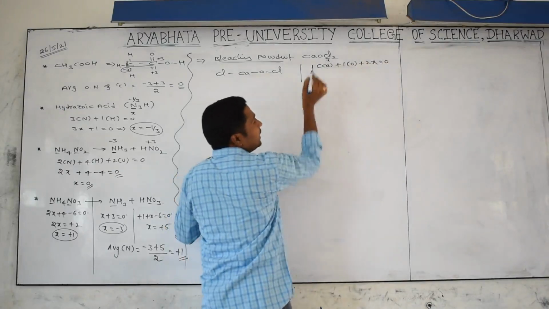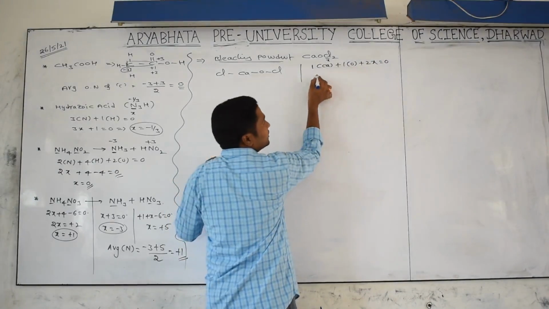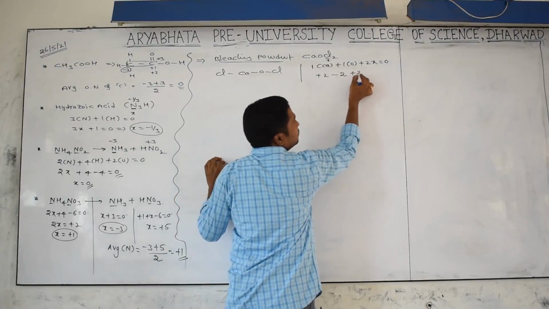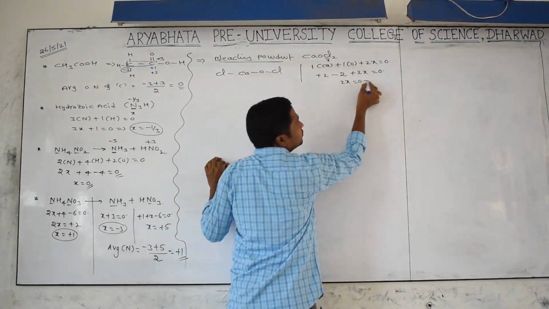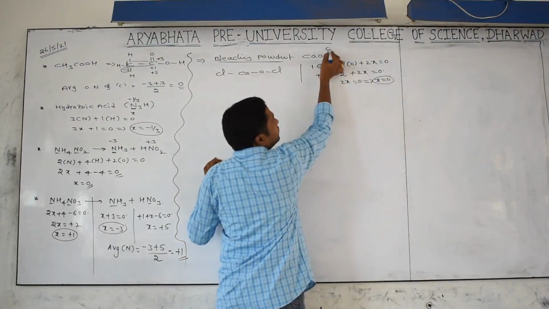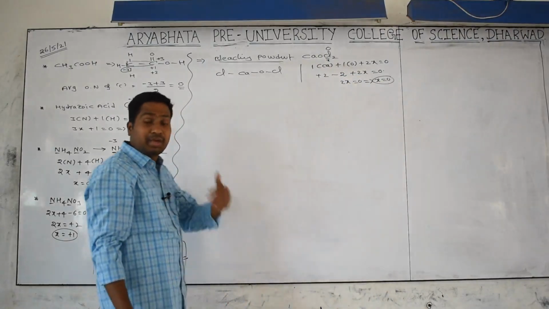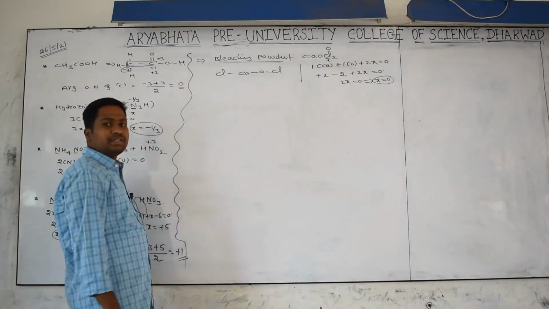Calcium, a second A group element, has oxidation number plus 2. Oxygen oxidation number is minus 2, plus 2x is equal to 0, then 2x is equal to 0, that implies x is equal to 0. If he asks for the average chlorine oxidation number, it means 0. No, he asked individually. For this chlorine and this chlorine, how can you get it?